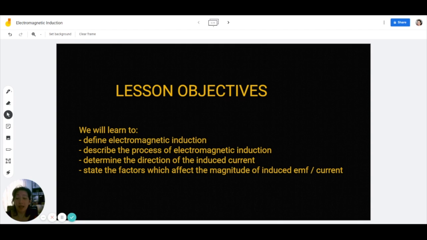So, in this lesson, the objectives are to be able to define electromagnetic induction, describe the process of electromagnetic induction, determine the direction of the induced current, and state the factors which affect the magnitude of the induced EMF or current. Now, before we get started, one of the prerequisites to understand this chapter better is to make sure that you understand how forces are induced on a current carrying conductor in a magnetic field. If you haven't learned that topic yet, I would suggest that you watch my video on that particular topic because you would need to understand that topic first before we are able to learn this topic.